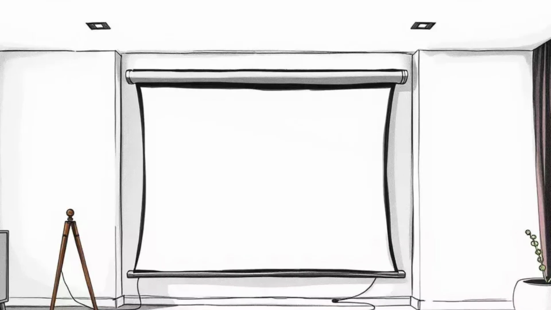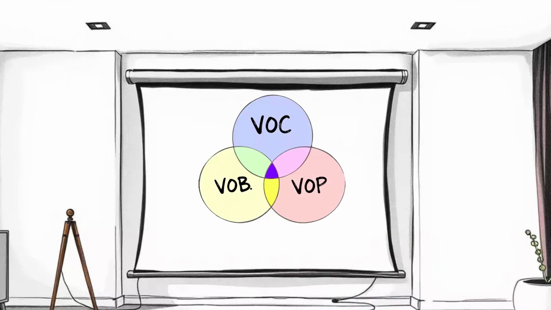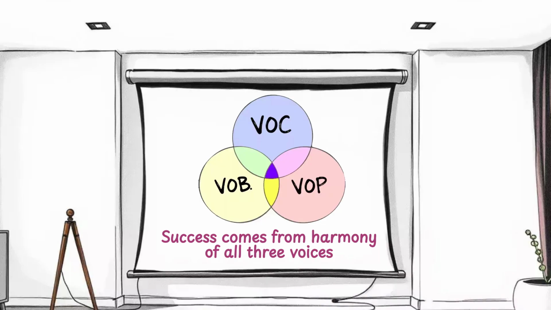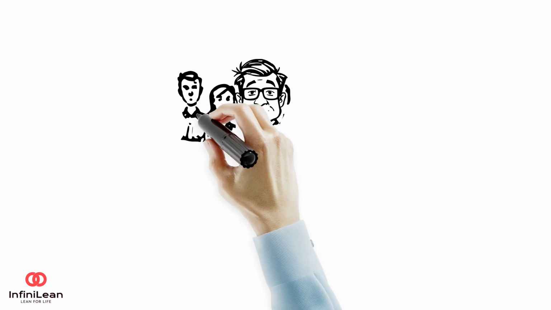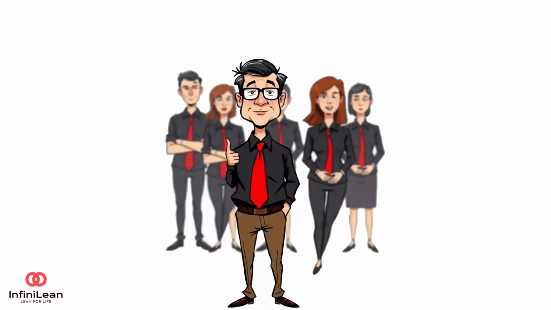So here's the secret. True Lean Six Sigma success happens when all three voices, customer, business, and process, are speaking in harmony. When you listen to all three, you don't just make improvements, you create solutions that are valuable, sustainable, and achievable. If you want to lead game-changing projects, you can't afford to ignore any of these voices. So, what's the loudest voice in your organization?